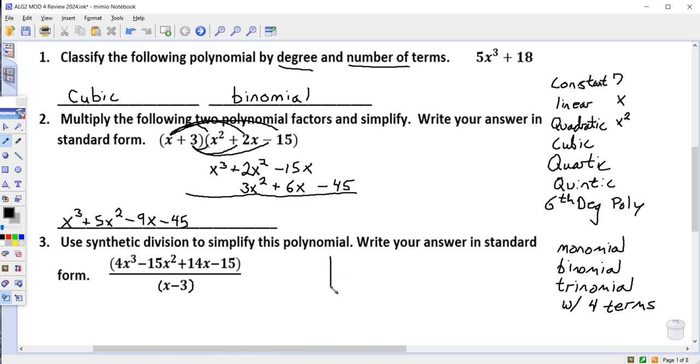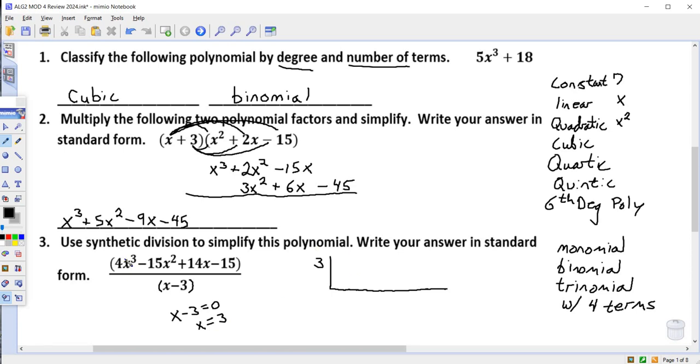This is synthetic division. I start with this elongated L. And then on the outside of this L, I'm going to put a positive 3. And that comes from this divisor, that minus 3 right down there. Notice I put down a positive 3, not a minus 3, because what we write on the outside there is actually the zero. The x minus 3 equals 0, and add 3 to each side makes the x equals 3. And that's really where the 3 comes from.